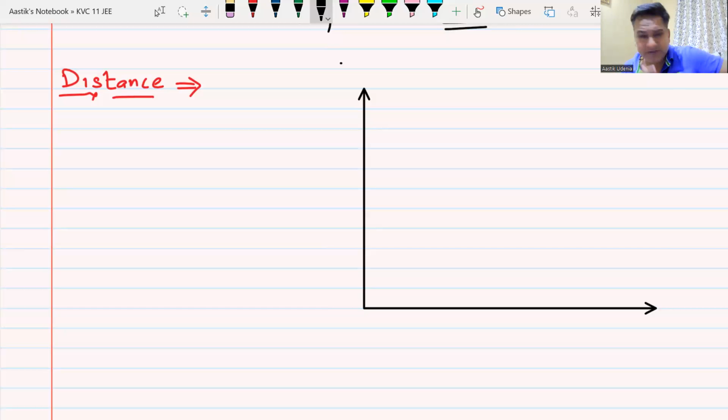Okay. Tell me, what is the SI unit of distance? You must be knowing this. Meters. What type of quantity is distance? Length, scalar. Now you are talking, length, scalar.